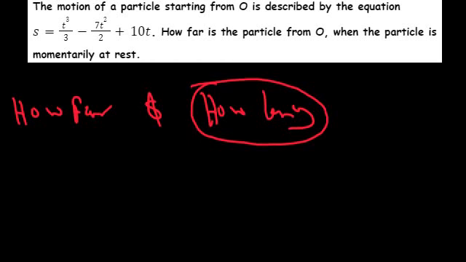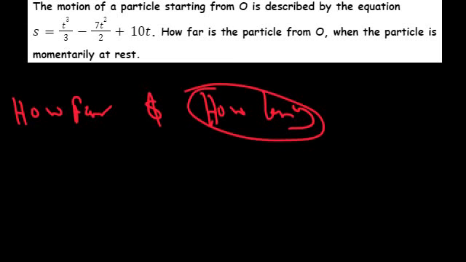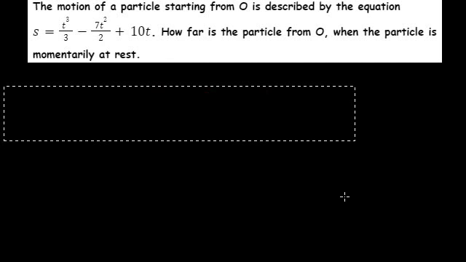So which simply means if you are to find how far, then you are required to find the displacement of that particle, and if you are to find how long, you are required to find the time taken for that particle to complete a particular task or mission. So please keep that in mind. So let's write the displacement function. So S is given as t cubed divided by 3 minus 7t squared divided by 2 plus 10t.